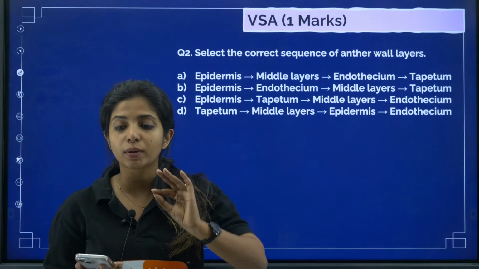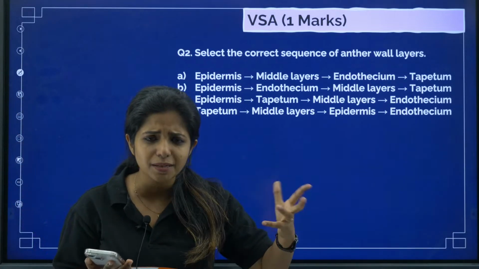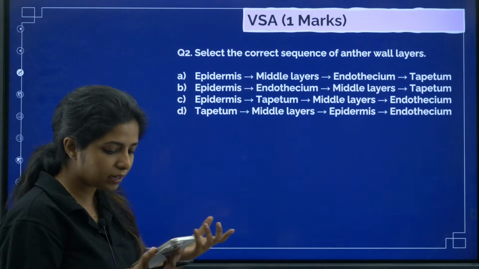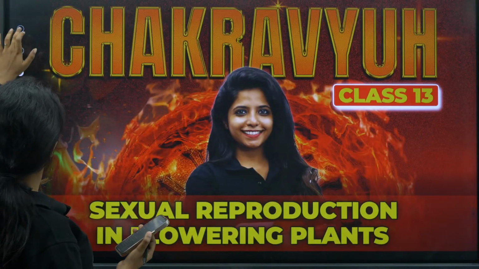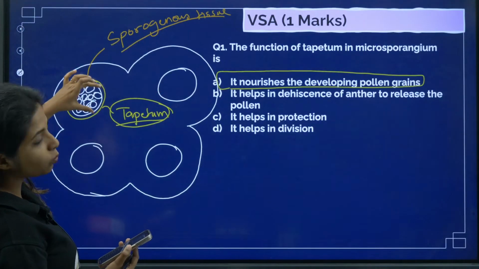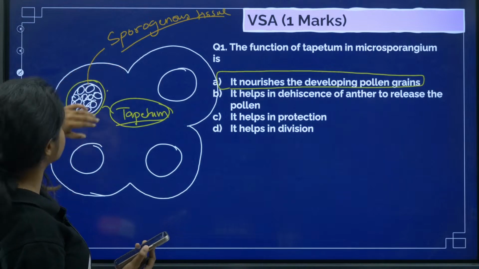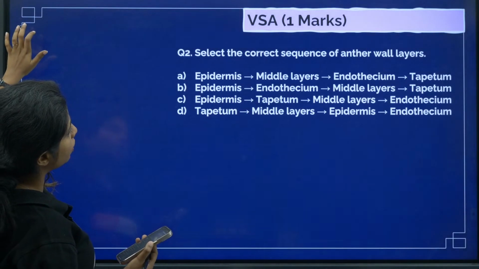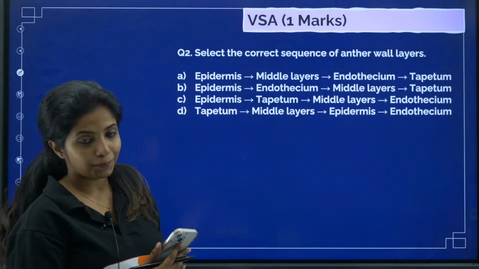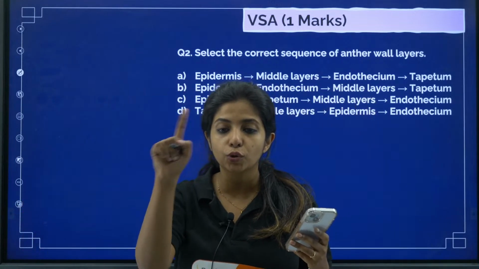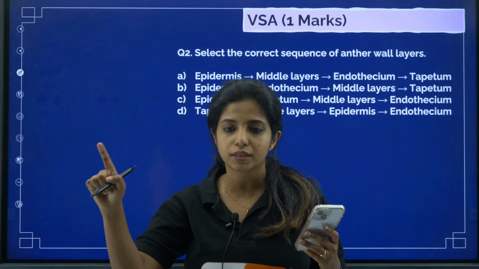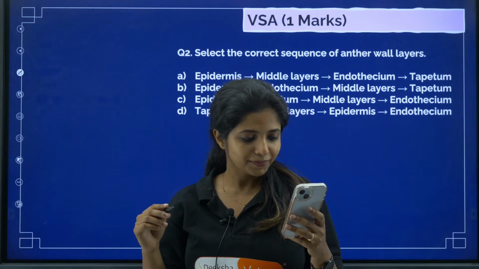Select the correct sequence of anther wall layers. Again, something quite similar to it. Anther wall layers, as in you're talking about these layers only, the one that I made over here. I just made one layer, and there are multiple other layers. So you have to tell in order which comes first and which comes later. Please put your answers like 2A, 2B, 2C, 2D, whatever comes through.